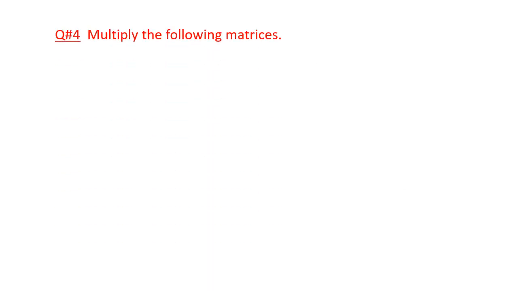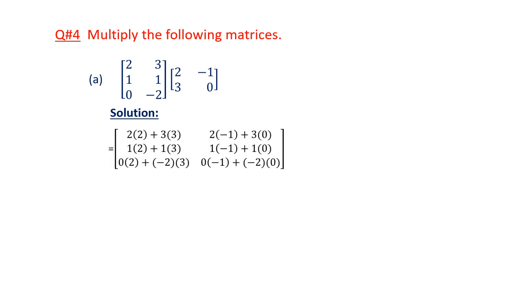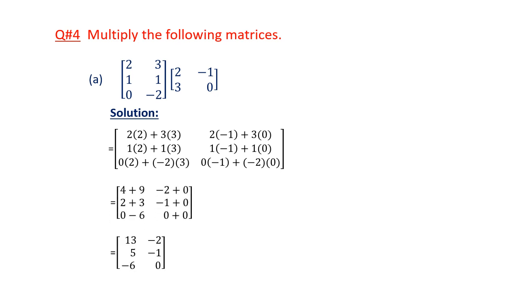Question number 4. Multiply the following matrices. Part A. We have to multiply these two matrices. The solution is, we will multiply the first row to the first column and then the first row to the second column of the second matrix, and similarly. And after simplification, we have this result.